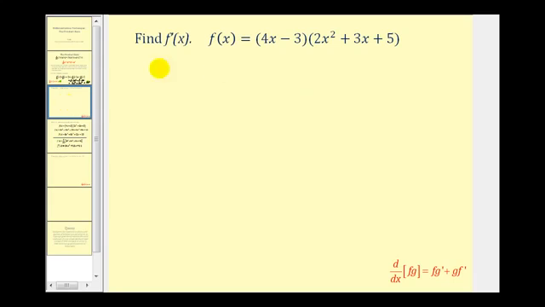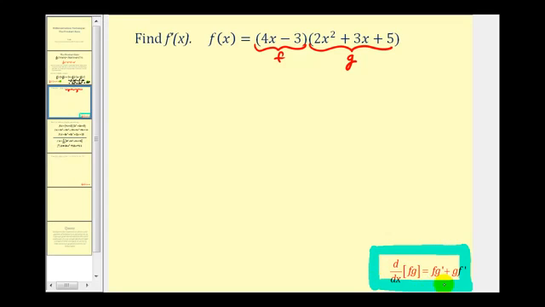We want to find the derivative of f of x equals the quantity 4x minus 3 times the quantity 2x squared plus 3x plus 5. So this will be our first function, we'll call it f, and this will be our second function, we'll call g. And for reference, we have the product rule down here below. So we're going to set up the product rule, and then we'll find the derivatives in the second step.